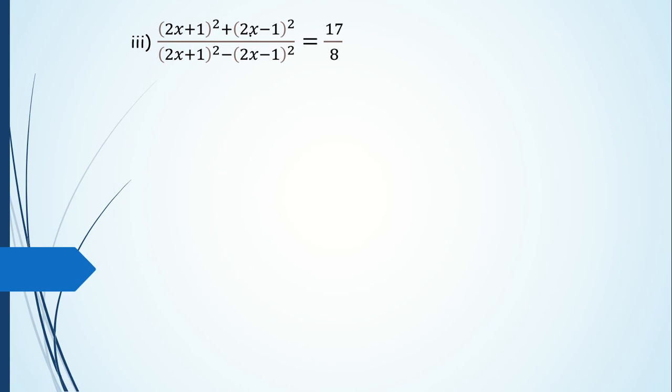(2x plus 1) square plus (2x minus 1) square upon (2x plus 1) square minus (2x minus 1) square is equal to 17 upon 8. Now just by looking at this equation you can say this is componendo dividendo, plus or minus. So when there is componendo dividendo, we are going to do componendo dividendo only. When there is componendo we do dividendo, when there is dividendo we do componendo. But when there is componendo dividendo we do the same thing.